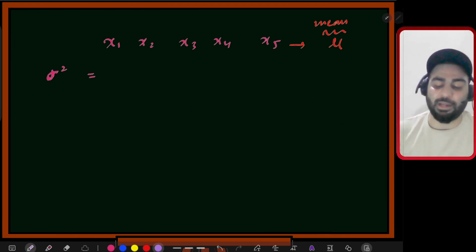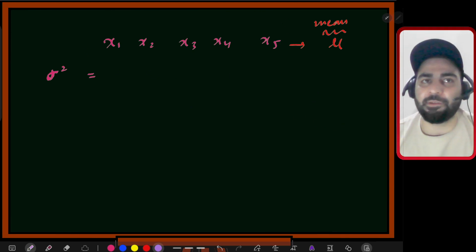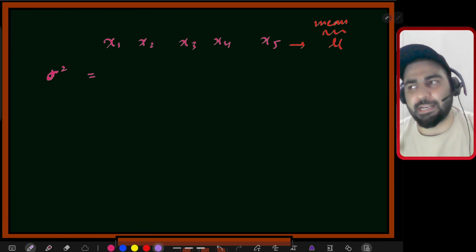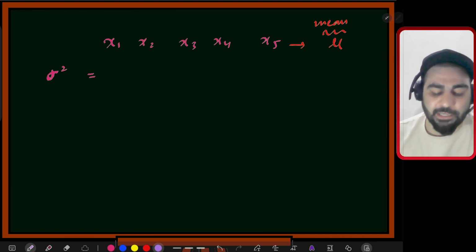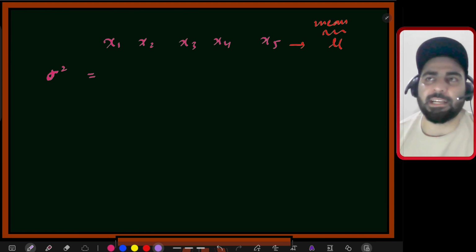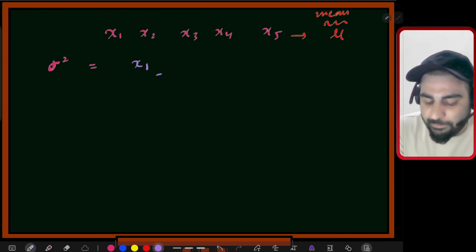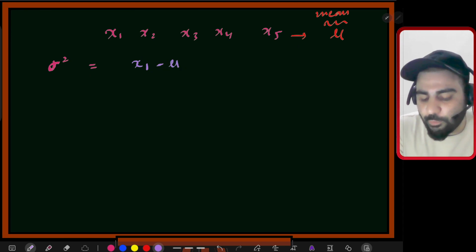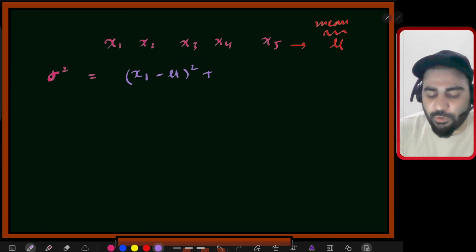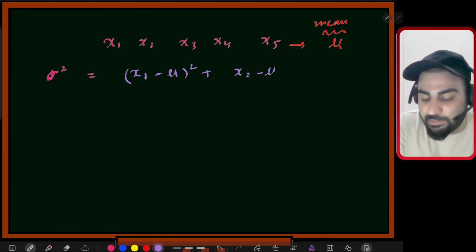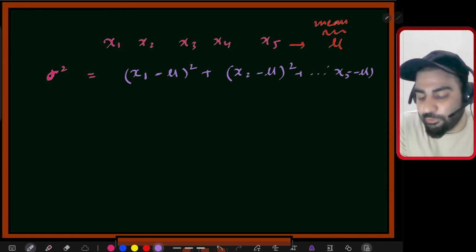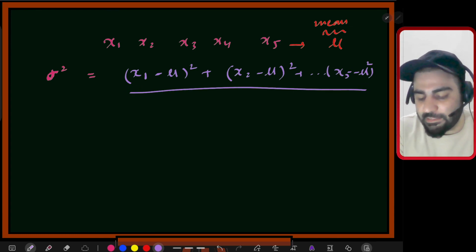Coming back to the topic, what I was saying is that if you have a perfect sample like this, which describes whatever your PMF is, it is saying exactly the same picture as your PMF. So how can you compute the variance? I told you to just compute the mean. Take the first data point, x1 minus mu whole square, and sum over all of these, x2 minus mu whole square and so on till x5 minus mu whole square, and divide by the total number, which is 5.